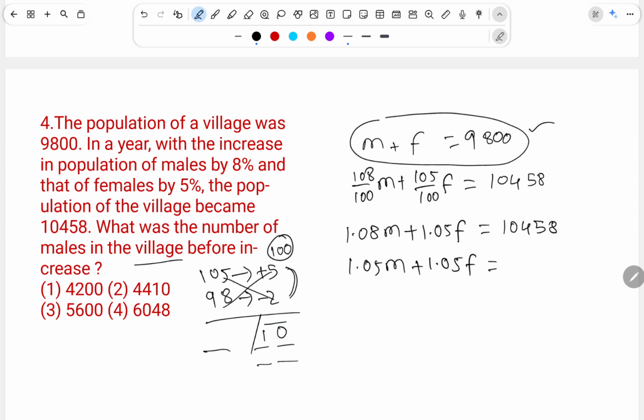Bar indicates negative. Then 105 minus 2 is 103, or otherwise 98 plus 5 is 103. In both cases it is 103. That 103 should be multiplied to the base number, the starting number of the base. What we have taken is 100. Starting number is 1. So 103.